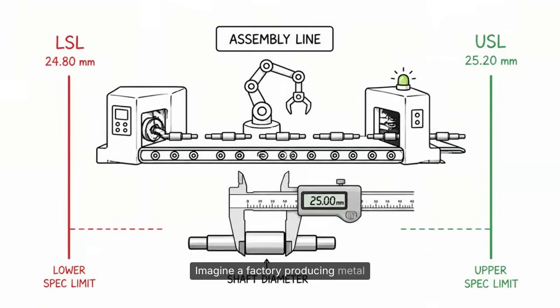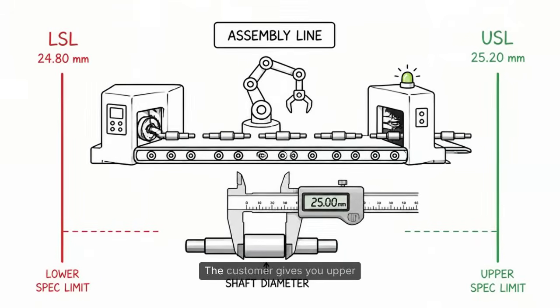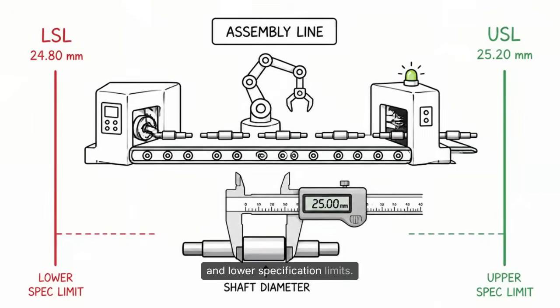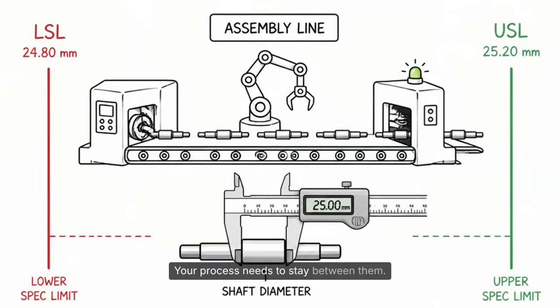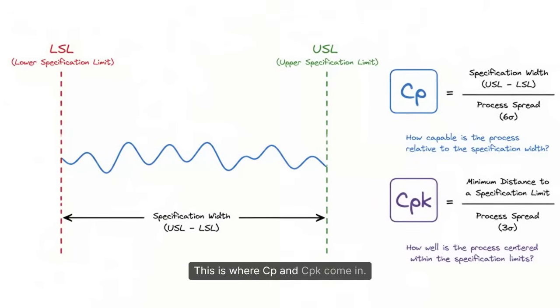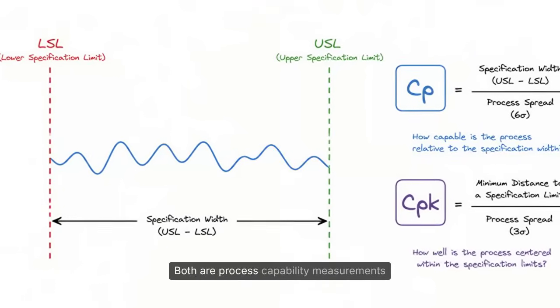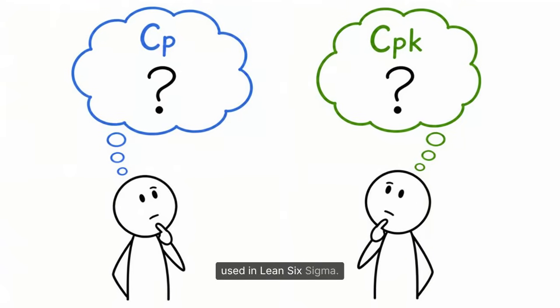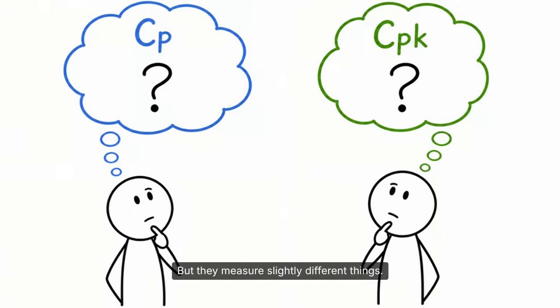Imagine a factory producing metal shafts with a target diameter. The customer gives you upper and lower specification limits. Your process needs to stay between them. This is where CP and CPK come in. Both are process capability measurements used in Lean Six Sigma, but they measure slightly different things.